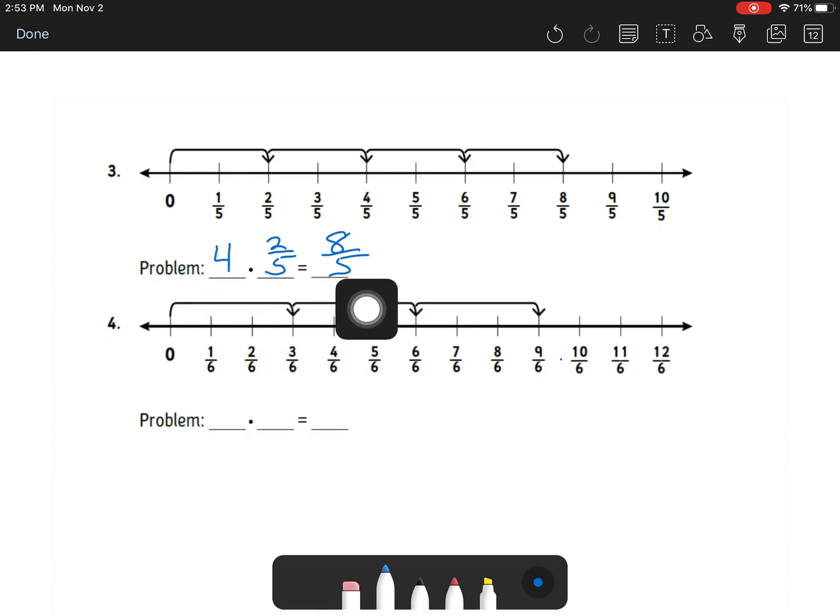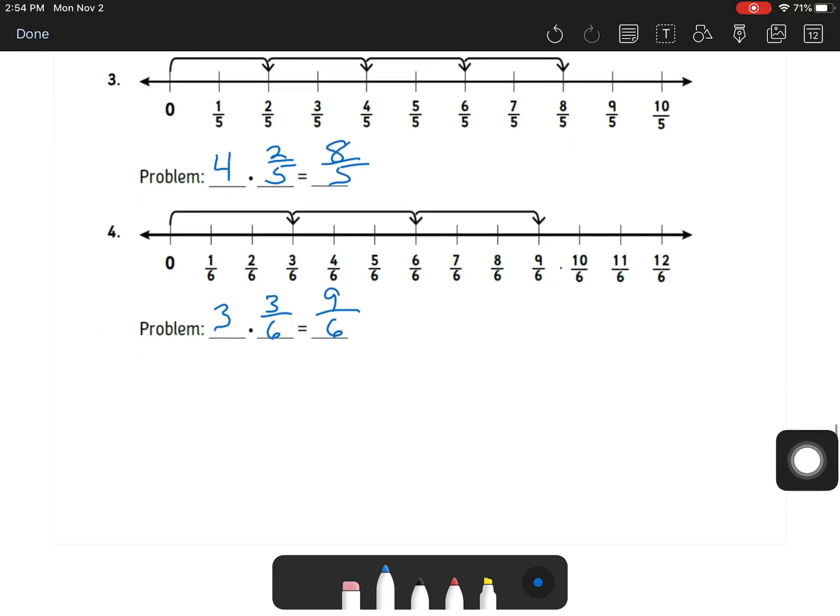All right, here, 1, 2, 3. We multiplied 3 times. And what did we multiply? 3/6. So 3 times 3/6 would be 9/6. Okay, 3 times 3 is 9/6.